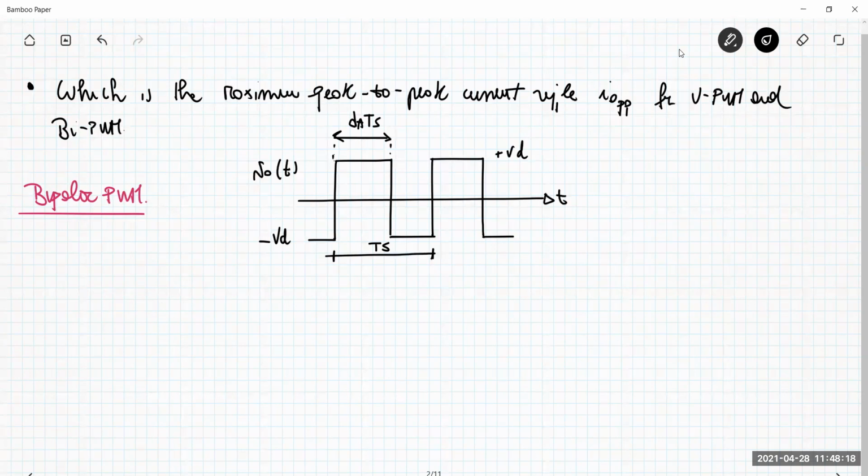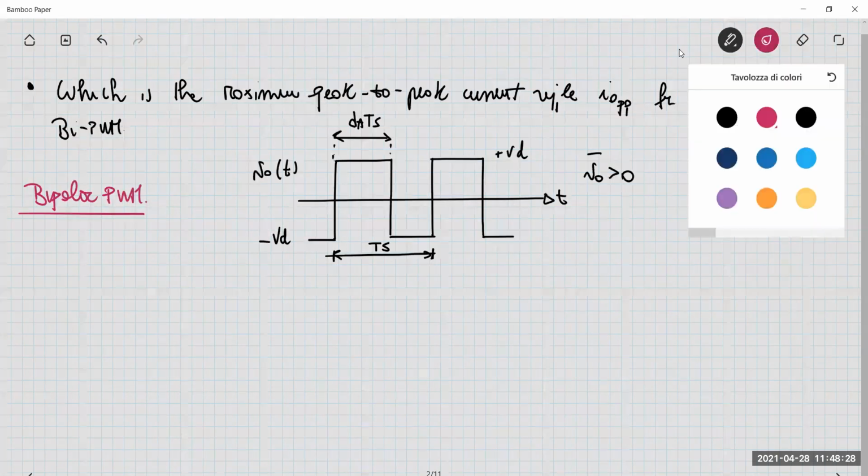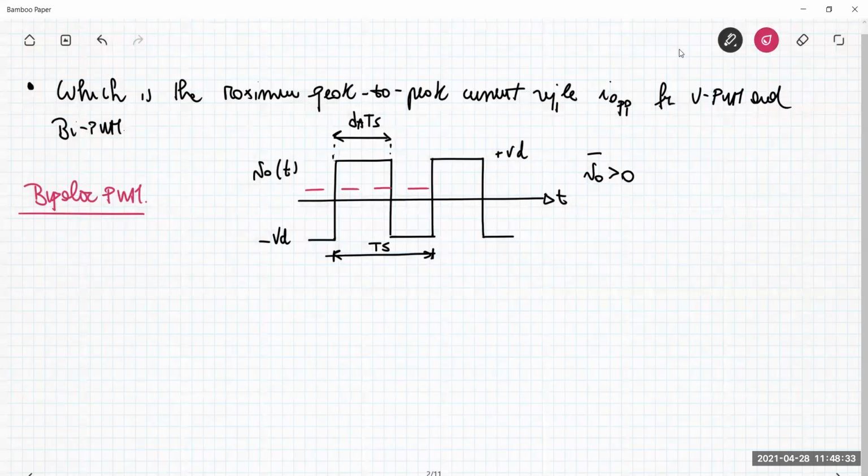Okay. In this situation, I plotted the case for V naught average value positive. If you want to plot the same output voltage for the case in which V naught average value is negative, then I have just to make the positive pulses narrower, and then we can get negative. But the waveform is always bipolar in that it has the same shape.